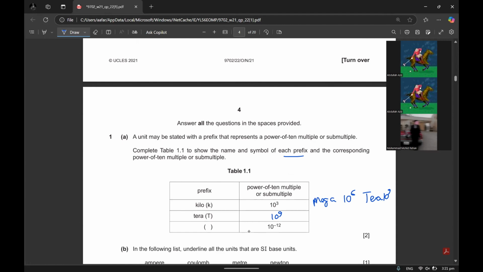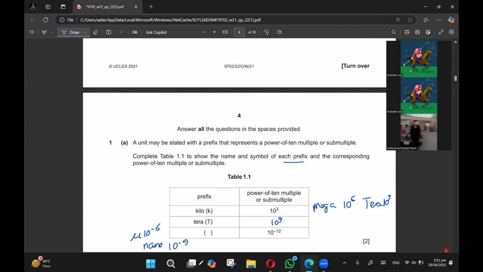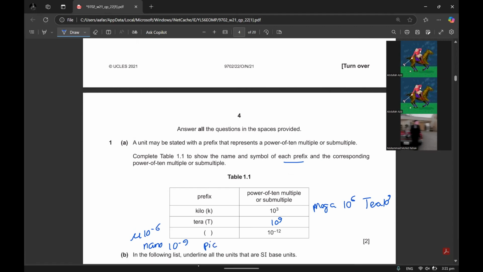And over here, know that micro is 10 power negative 6, nano is 10 power negative 9, and pico is 10 power negative 12. Sorry. Giga is 10 power 9, and tera is 10 power 12.